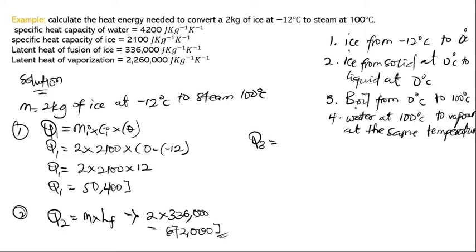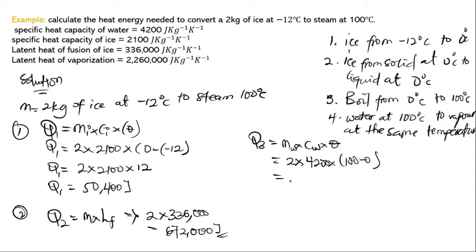Now let's look at the third heat that we need. Now we have water, so we have to boil the water from 0 degrees Celsius to 100 degrees Celsius. The heat energy involved in that process is the mass of water multiplied by the specific heat capacity of water multiplied by the change in temperature. The mass of water is still the mass of ice, so we are assuming no matter has been lost during the conversion. So the mass is 2, multiplied by the specific heat capacity of water, 4,200 joules, then multiplied by the change in temperature. We are converting from 0 to 100, so the change in temperature is 100 minus 0, which is still 100.